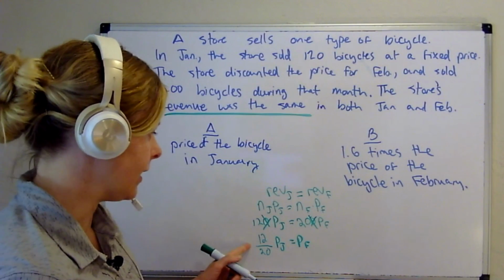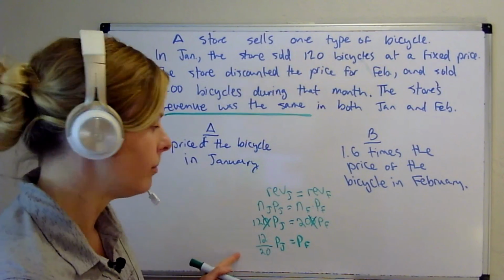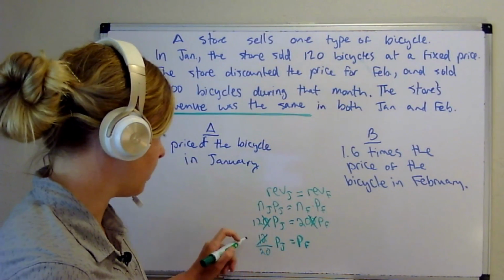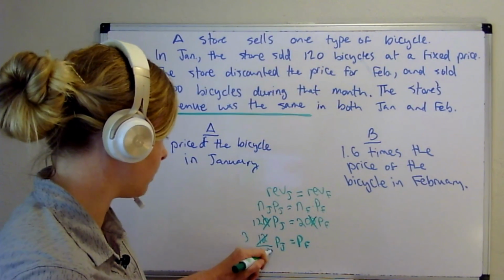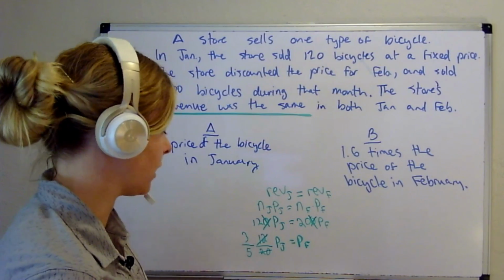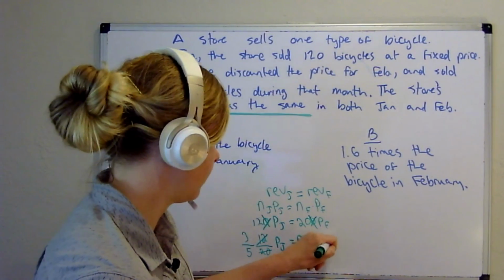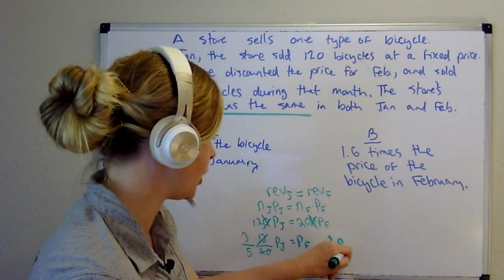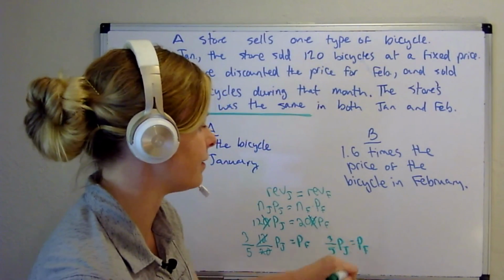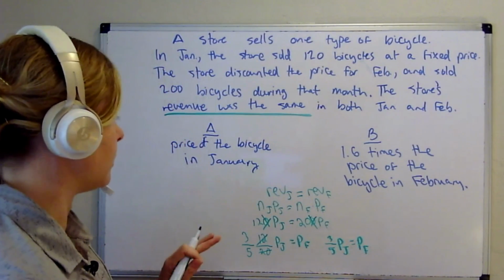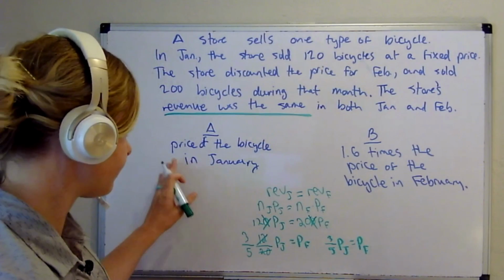And then I can go ahead and simplify this fraction even more. Looks like I've got a multiple of 4 on top and bottom. So this will be 3, and this will be 5 when I go ahead and divide out that 4. So overall, I am left with 3/5 the price in January is equal to my price in February. That's as simple as I can really make it, so let's go ahead and work into our comparison.